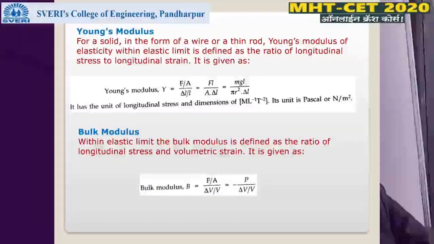Next is bulk modulus. So what is bulk modulus? Within elastic limit, once again the bulk modulus is defined as the ratio of longitudinal stress and volumetric strain. It is given as, once again, longitudinal stress, that is F upon A, divided by volumetric strain, that is change in volume to the original volume that we have discussed already. So we can write this as P upon delta V divided by V, of course with the negative sign.